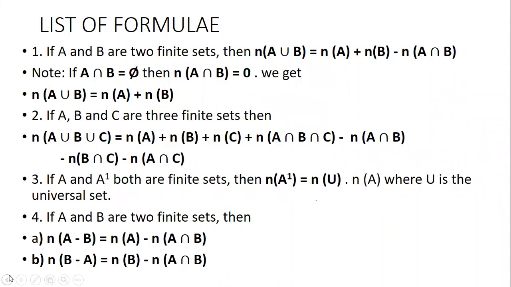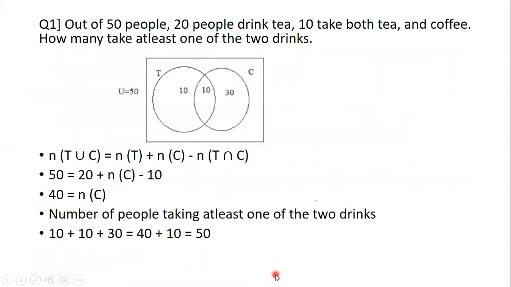The last formula: if A and B are two finite sets, then n of A minus B is equal to n of A minus n of A intersection B. And n of B minus A is equal to n of B minus n of A intersection B. Just see here, when it is A minus B, you'll have to take A first and then A intersection B. Whenever there is B first, you'll have to take B and then A intersection B. Okay, this is just a simple formula. Let's go to the first problem and understand. Then you will be able to relate things better.